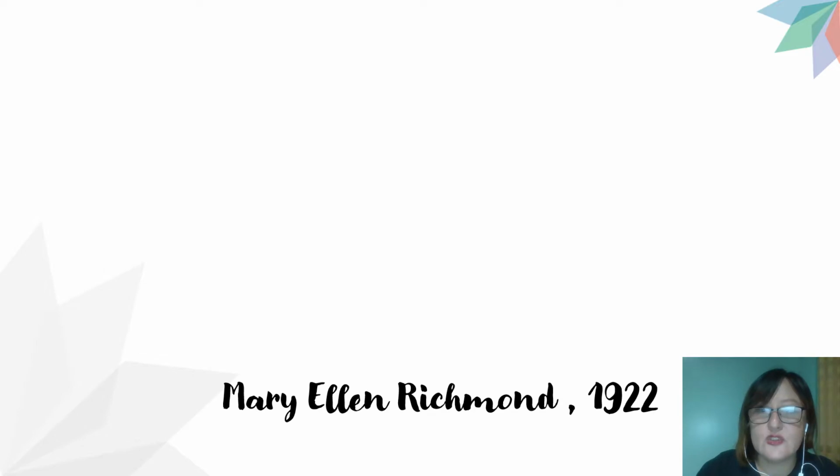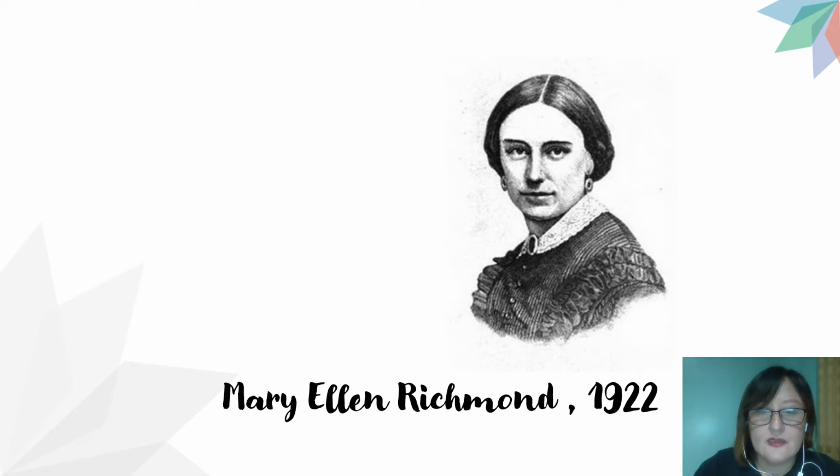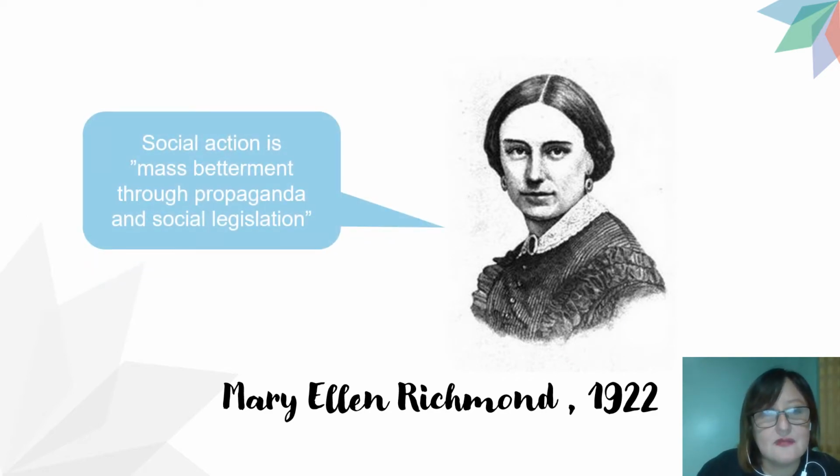What is social action? When did it ever start? As early as 1922, Mary Ellen Richmond already introduced the concept of social action as part of social work practice. This is Mary Ellen Richmond, and this is what she said. She said that social action is mass betterment through propaganda and social legislation. So even during this time, there's already an effort for social workers to try to influence policy to result to a better society.